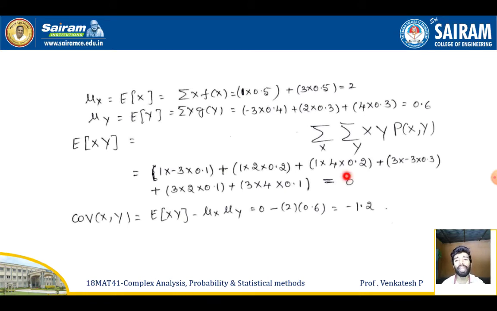Here we can note that the E of xy value is not equal to E of x into E of y. So obviously the random variables x and y are not statistically independent. Now I can estimate the value of covariance of x comma y. Covariance of x comma y is given by expectation of xy minus expectation of x into expectation of y, which is equal to -1.2. This is the required solution for the given problem.